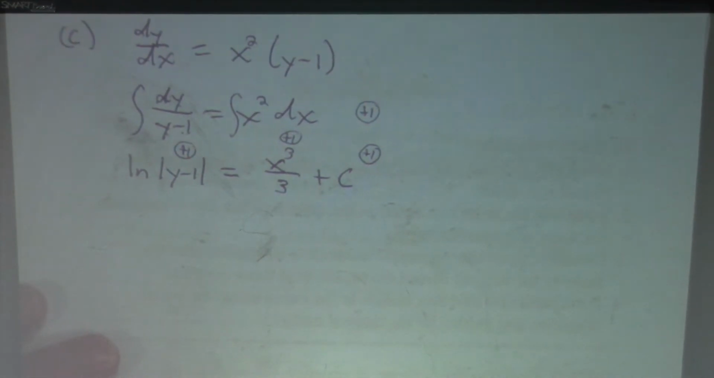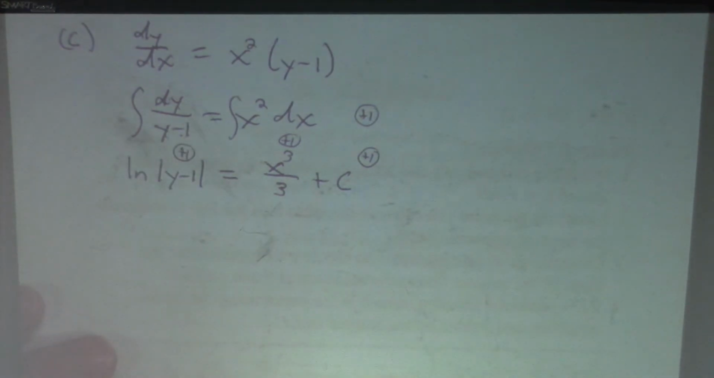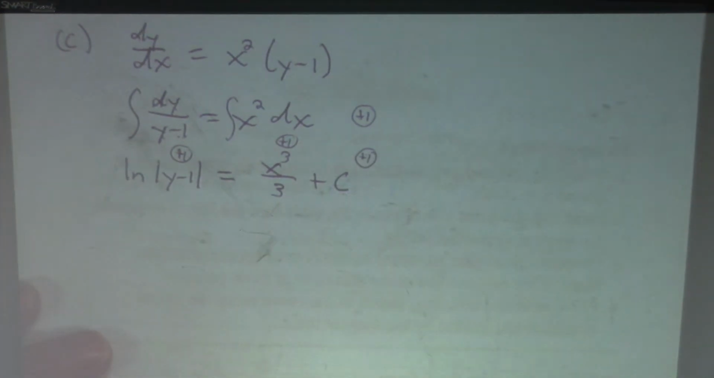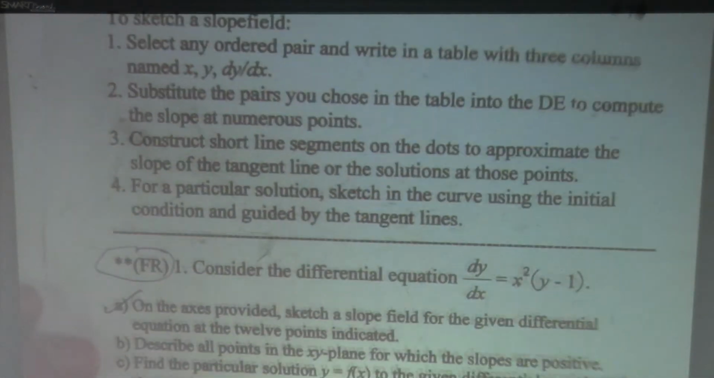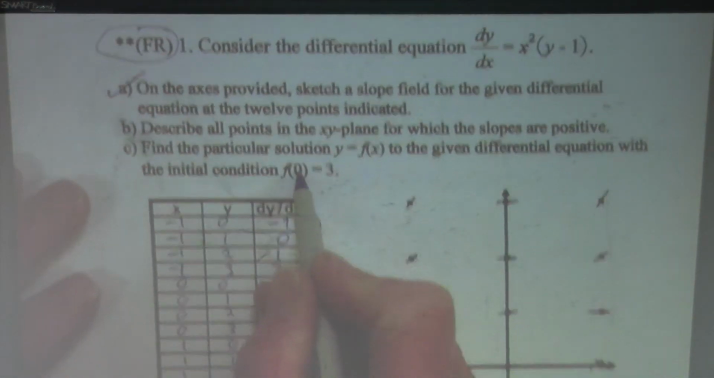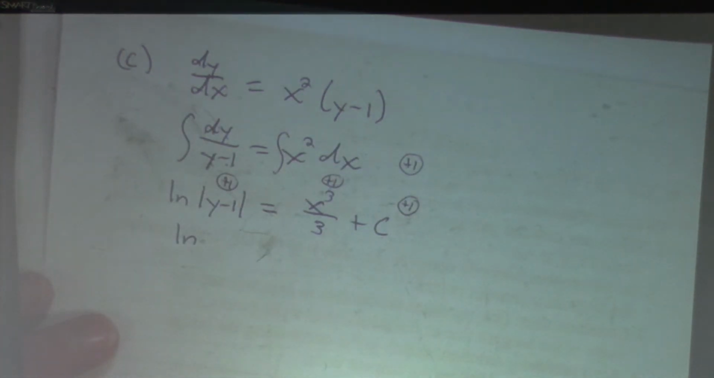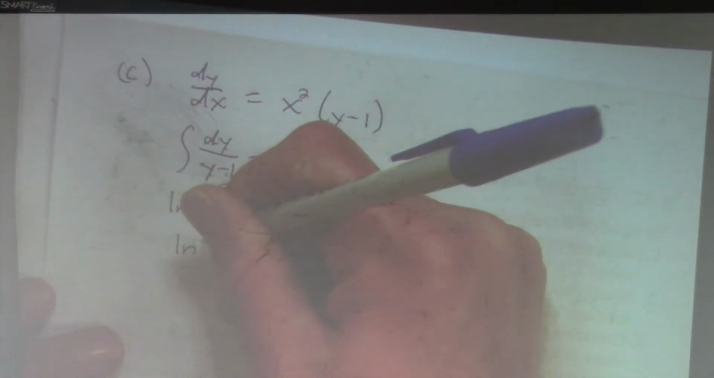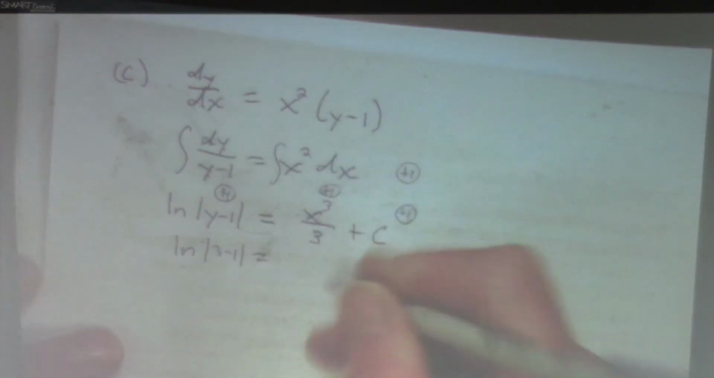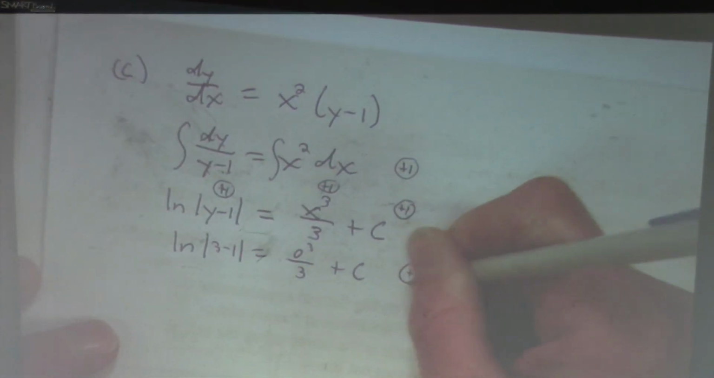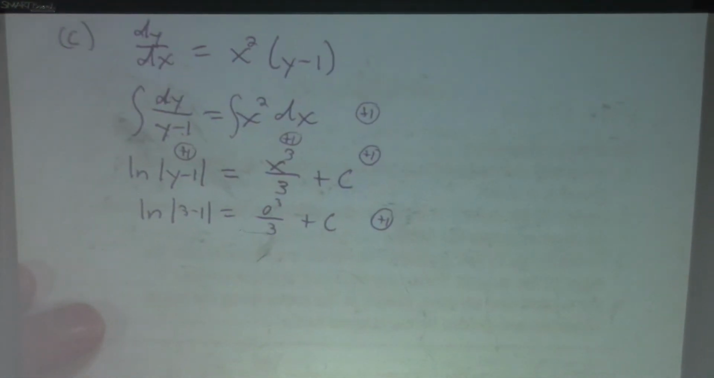Now, point number 5 is going to come from using the initial condition. Just using it. Even if you messed up and got the wrong c number, if you use the initial condition to even try to find c, you're going to get a 5th point. So the initial condition was that when x is 0, y is 3. So I'm going to put in a 0 for x and a 3 for y. That is a plus 1 simply for using the initial condition, even if you mess up the c number.